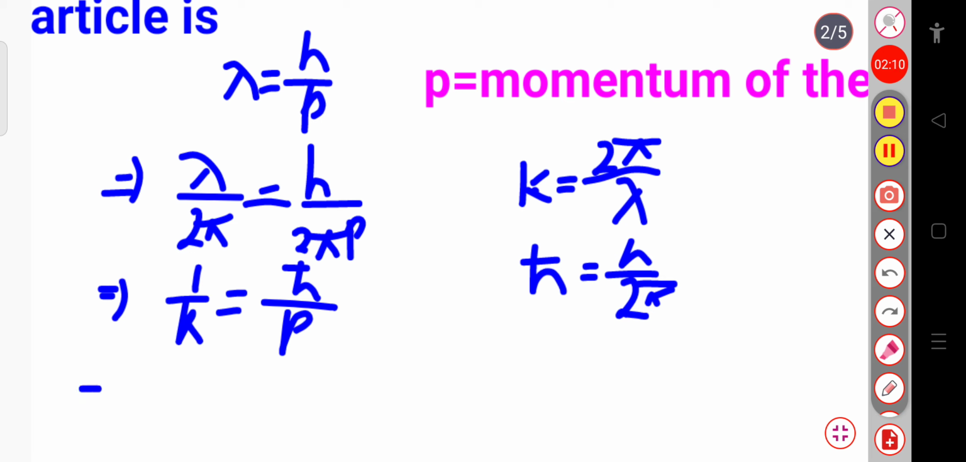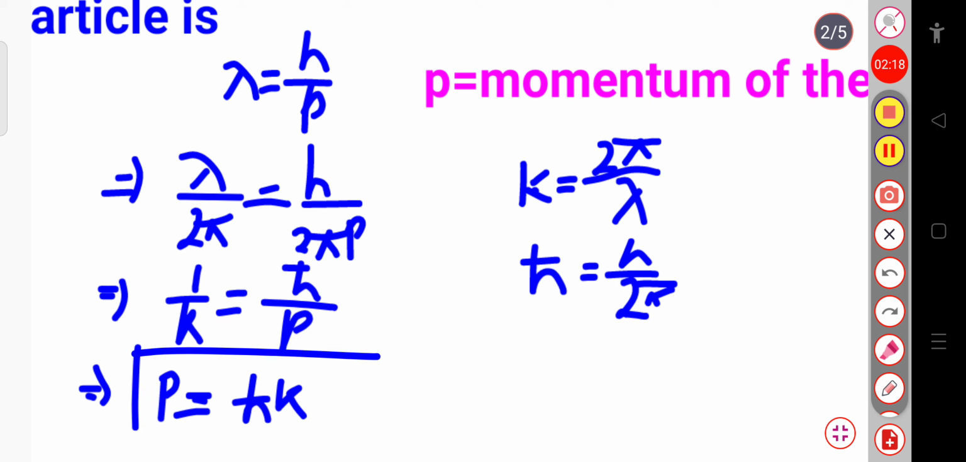Simply, we can write the linear momentum p equal to h cut k. This is our most important relation, that is p equal to h cut k.